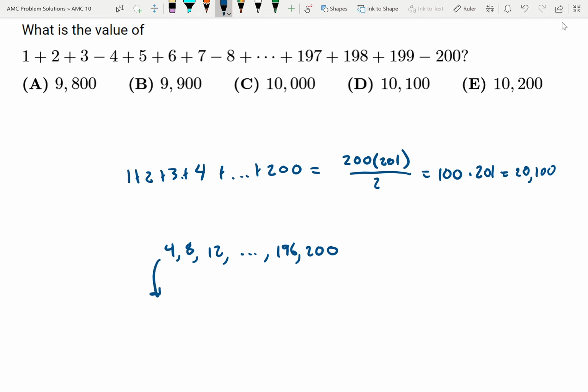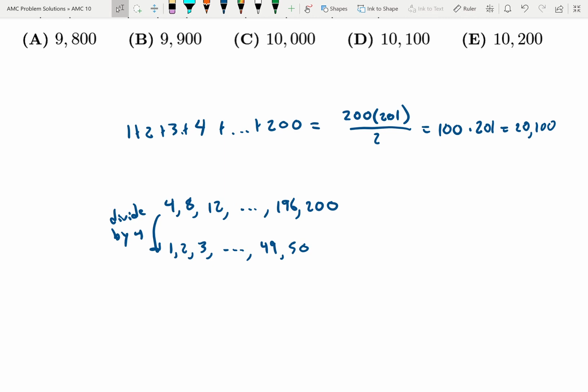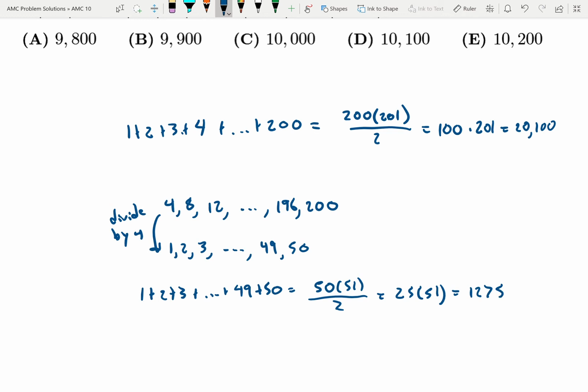What if I just divide each number in that sequence by 4? Then each number in the sequence becomes 1, 2, 3, all the way to 196 divided by 4, which is 49, and then 50. So what happens if I sum all of those numbers up? Well, 1 plus 2 plus 3 plus 49 plus 50 equals 50 times 51 over 2, which is 25 times 51, which should be 1,275.